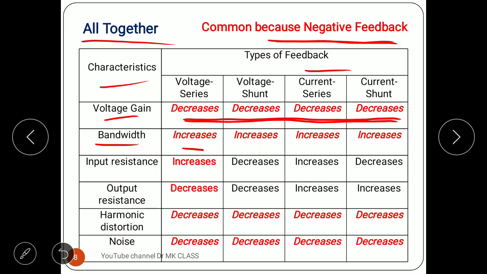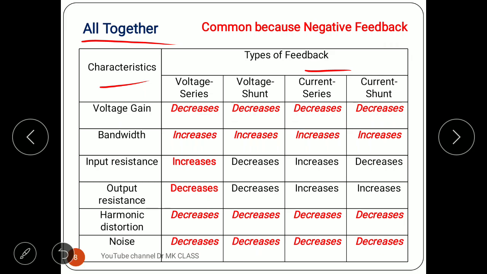Bandwidth, see bandwidth also will increase because of negative feedback. So automatically if it is a negative feedback amplifier, you can write it as increases. Then the third one is input resistance. Input resistance only here it increases because it is a voltage series, and because of negative feedback it will increase. Output resistance here only it will decrease. These two are common in negative feedback, and most of the time we are using voltage series feedback, so it is a common characteristic.